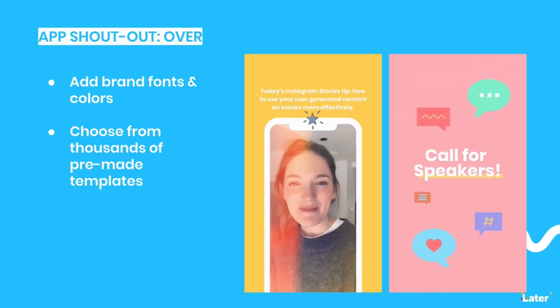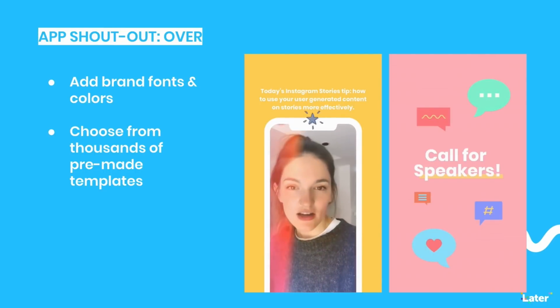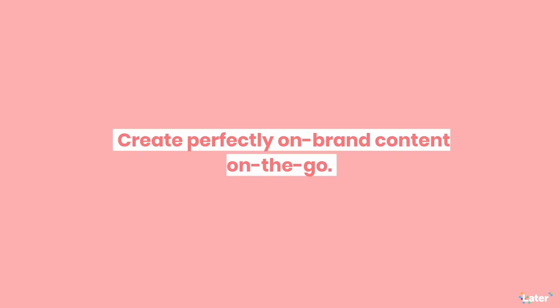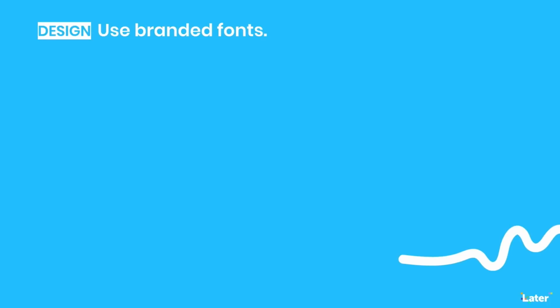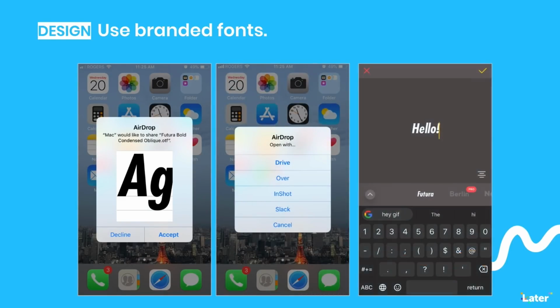A really great app to help you add your brand fonts to Instagram stories is Over. Over is one of Later's favorite apps. We use it all the time for our own Instagram stories. Luckily, Over makes it super simple to add your fonts right to your phone, so you can use them whenever you're trying to create on the go and still create super branded, cohesive Instagram stories. So what you want to do is airdrop your fonts to your iPhone. You'll be prompted to open with, and you will be selecting Over, and ta-da, your fonts are in your app. It's really as simple as that.